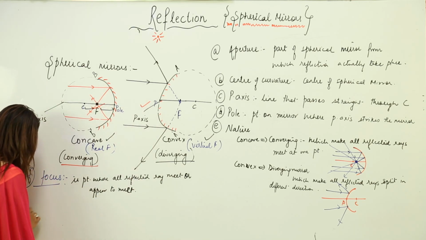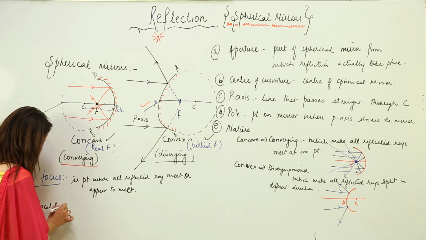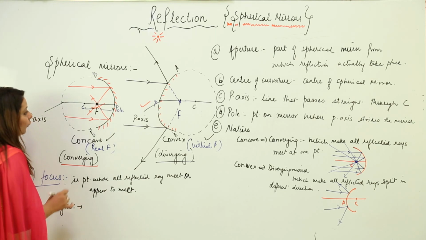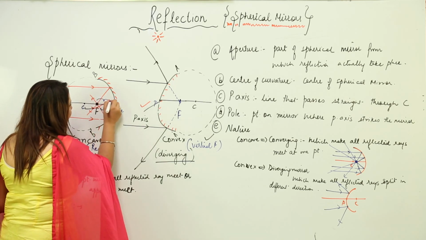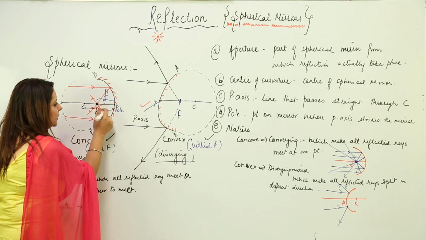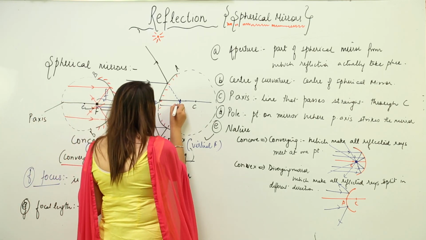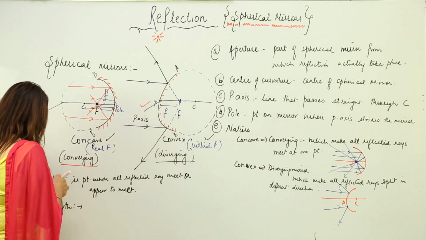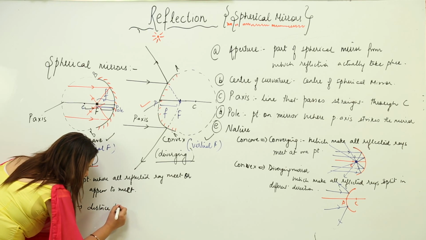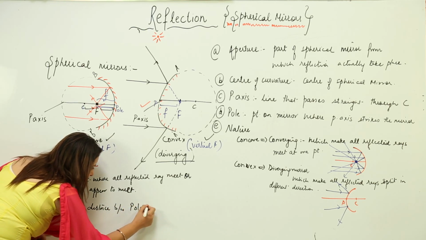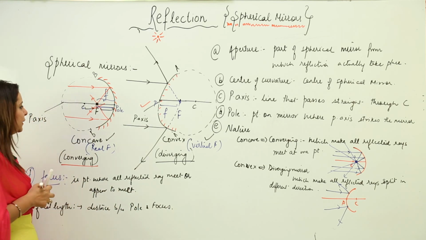Now another term, we have focal length. Focal length is the distance between pole and focus. This is this distance. This is the focal length. And even here also this is called the focal length. So what is focal length? It is the distance between pole and focus.